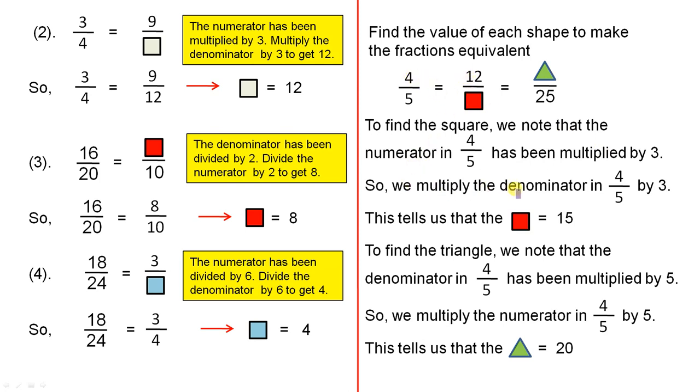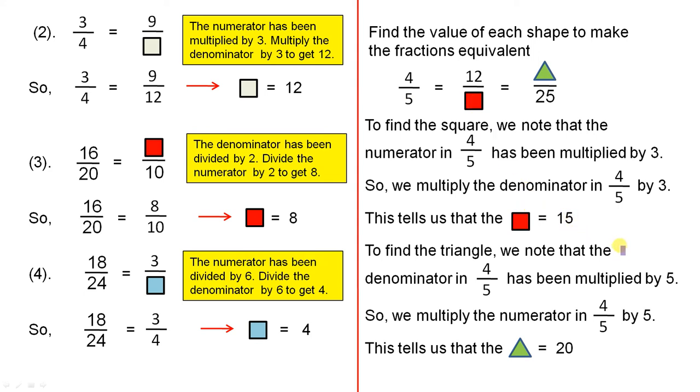So, we multiply the denominator in 4 over 5 by 3. So you have to multiply it by the same number. This tells us that the square equals 15, because 3 5s are 15. So the square equals 15.